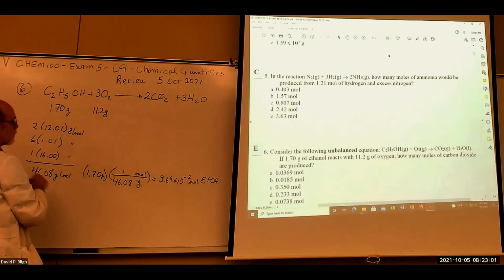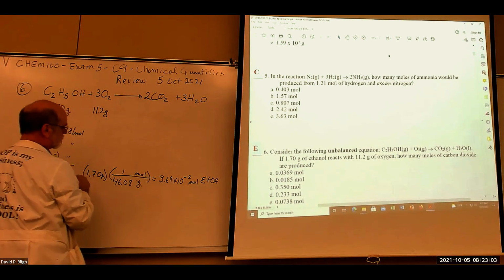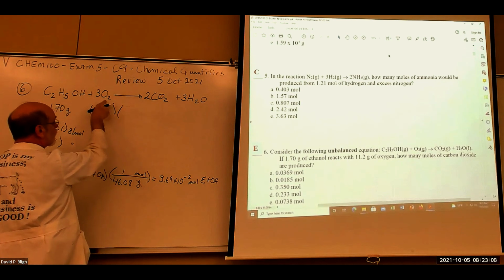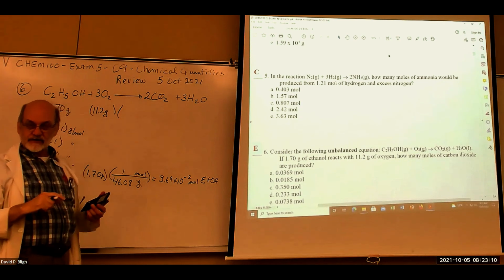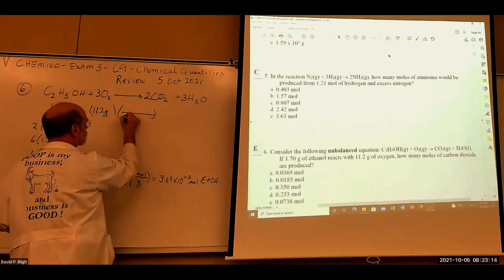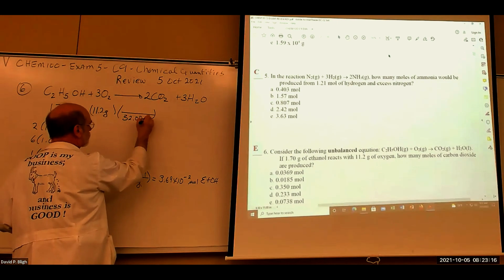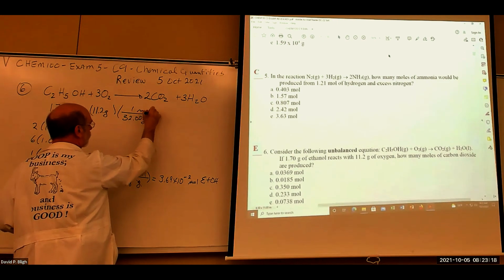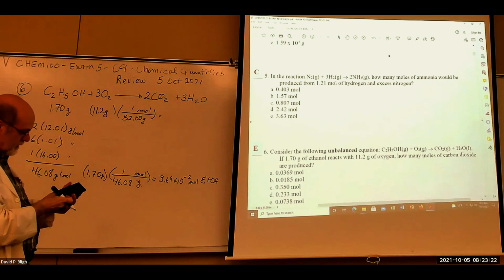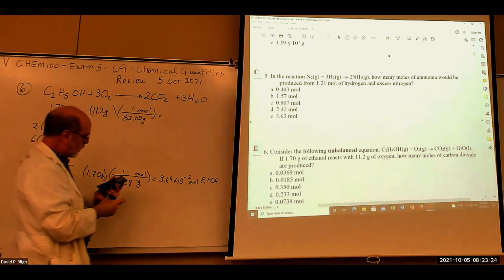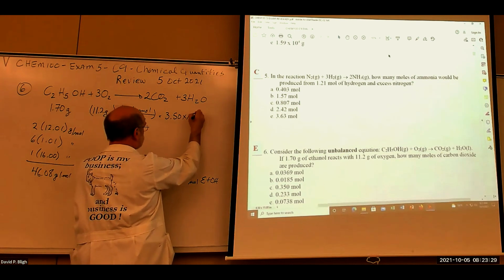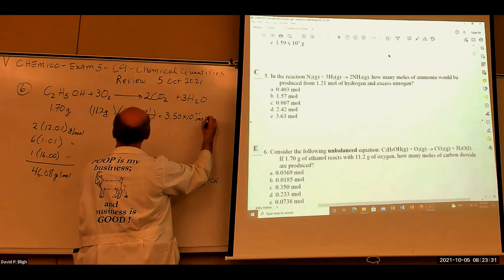Okay, how many moles of this one are produced? Well, let's see. This one should be easier because we know the molar mass of oxygen is 2 times 16. So it's 32 grams here and 1 mole there. Right? So 11.2 divided by 32 is 3.50 times 10 to the minus 1 moles of oxygen.